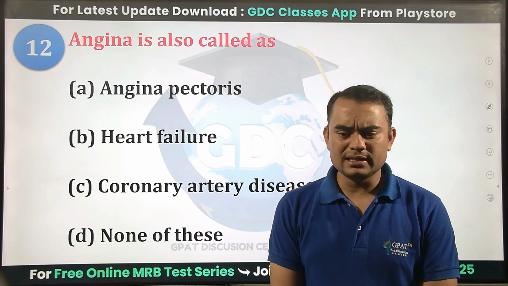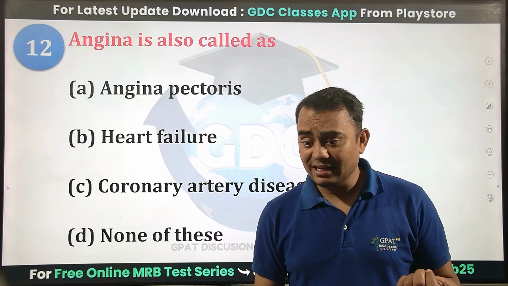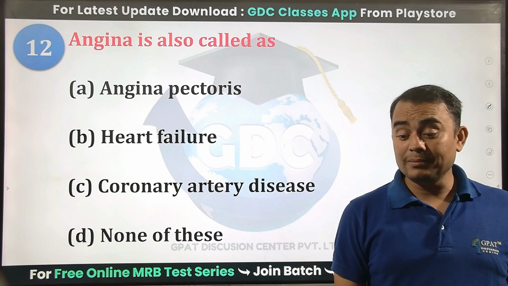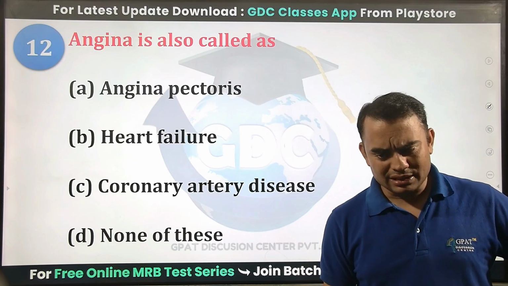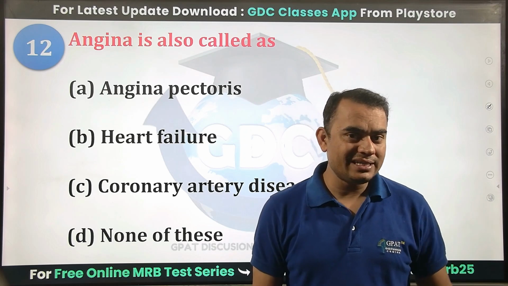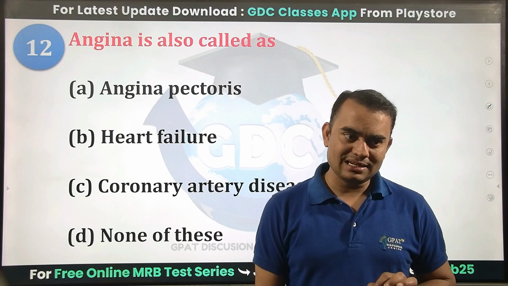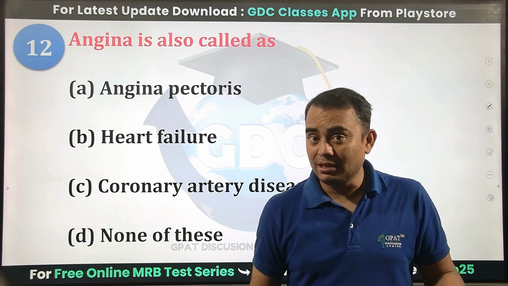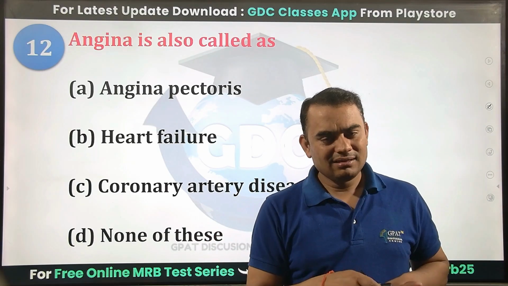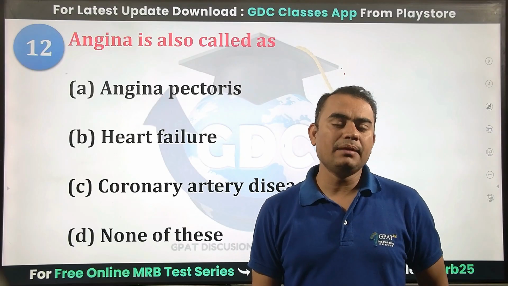Angina is also called angina pectoris, and angina pectoris is mainly of two types: classical angina and variant angina. Classical angina mainly happens at the time of exercise, emotional situations, something like that, while variant angina can happen at the time of rest and sleep. So variant angina is more dangerous as compared to classical angina, because classical angina is predictable but variant angina is non-predictable. In classical angina, yes, the drug can be nitrate.